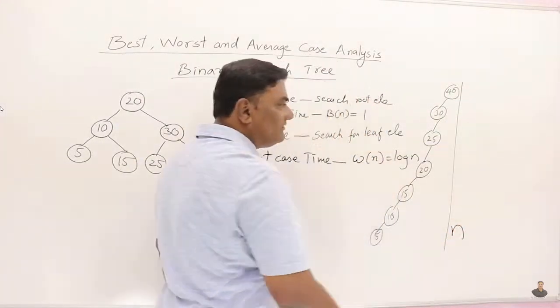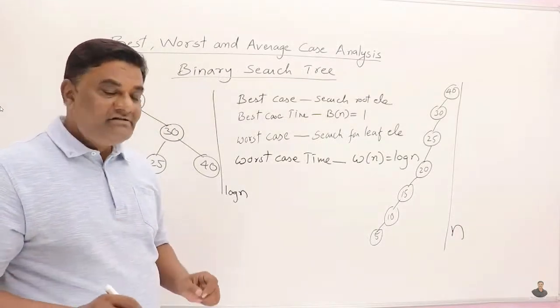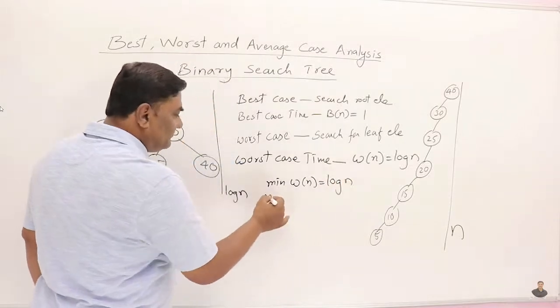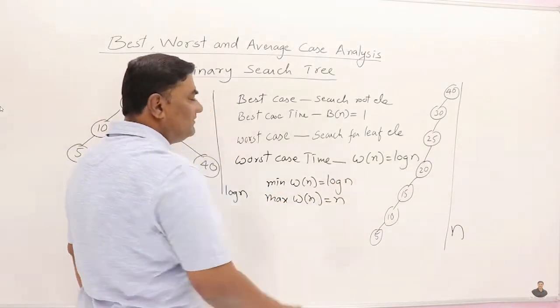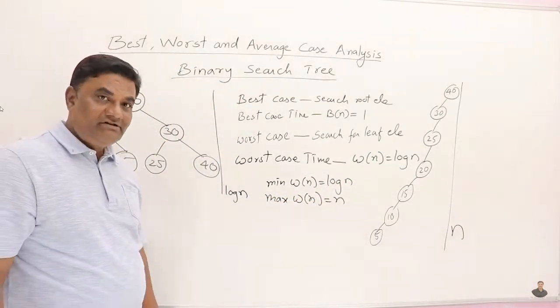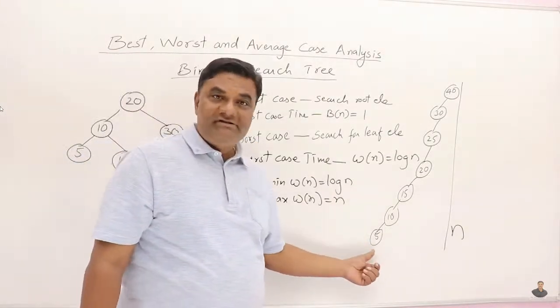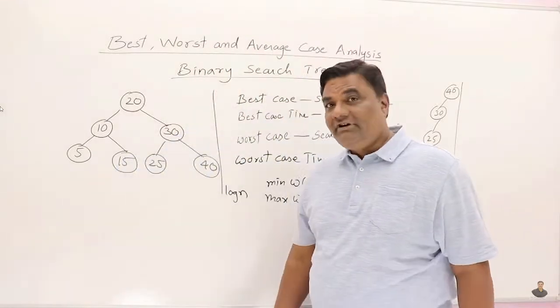And here the height is n. So it means that in worst case, minimum worst case time is how much? Log n. And maximum worst case time is how much? N. So I repeat the point once again. See, what is the worst case for binary search tree? Searching for an element present in the leaf. That is worst case. Then what is the worst case time?